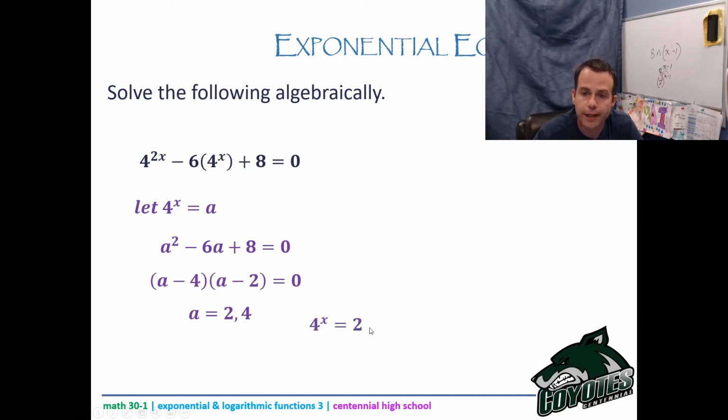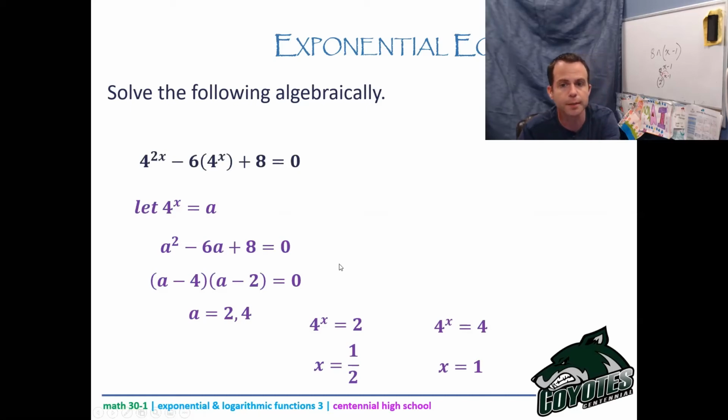So 4 to the x equals 2. Well, if 4 to the x equals 2, x would have to be 1/2 because the square root of 4 is 2. And then my other statement would be 4 to the x equals 4. Well, if that was true, x would have to be 1. So I have two answers for this guy, two things that actually work in this equation. If I was to plug 1/2 in for x here and here, this statement would be true. And if I was to plug in 1 for x here and here, this statement would be true. There are two possibilities for x. Okay?